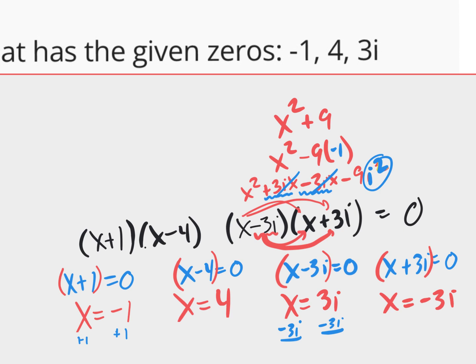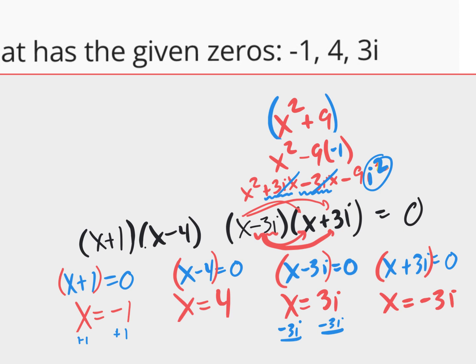So in reality, these two complex binomials, when I multiply them and distribute, I end up with just the beautiful x squared plus 9. So that is a binomial.